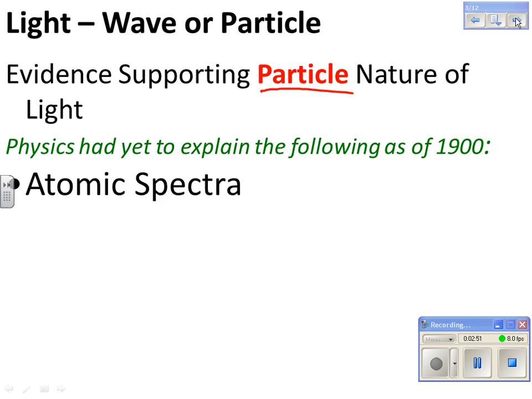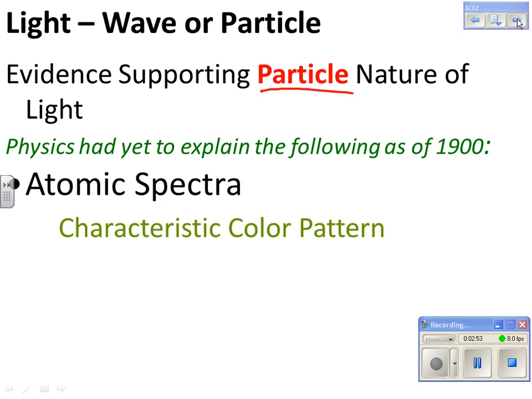Atomic spectra, and we'll go into more detail on all these in a second. Atomic spectra is a characteristic color pattern. Every object has a different color pattern. We'll discuss what that means more in just a second.